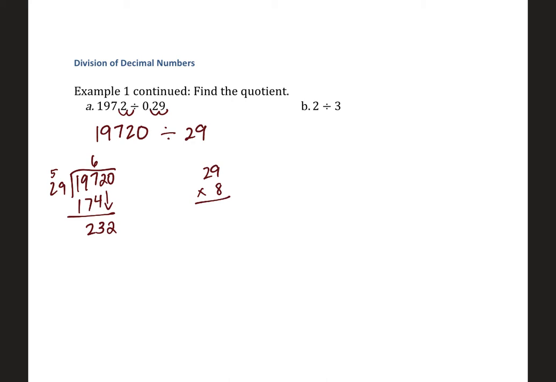29 times 8, 8 times 9 is 72. 8 times 2 is 16 plus 7, 23. Okay, it worked out. I knew it was either 7 or 8. So we have here 8 times 29 is 232. We have a remainder of 0.